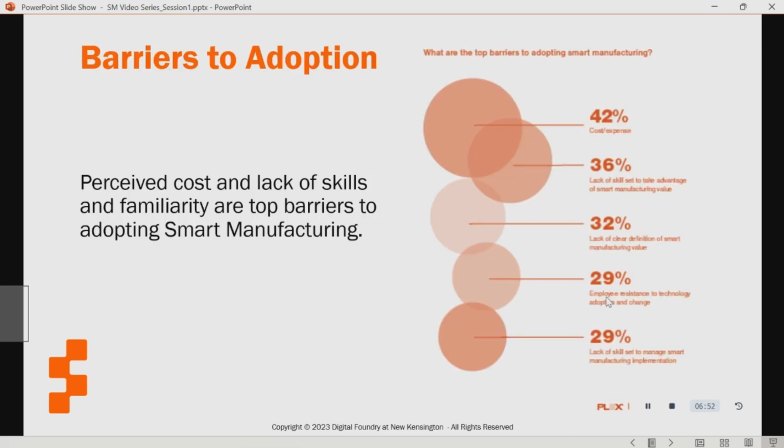When asked about what are the most common barriers for why they are not adopting more smart manufacturing, it was perceived that cost and the lack of skills and familiarity were their top reasons or barriers for most manufacturers to say that they are not adopting smart manufacturing today, or they're limiting the use of it today. Some of these are perceptions, some of these are reality, but those are things that we can help you dig into.